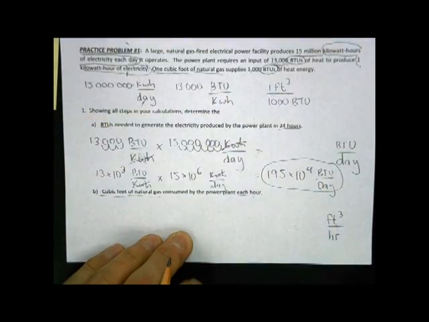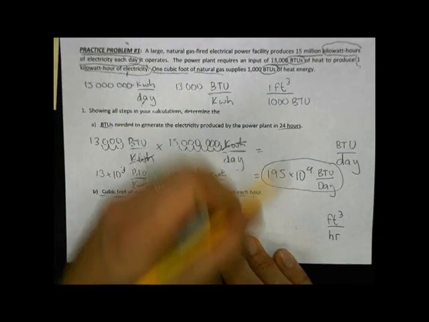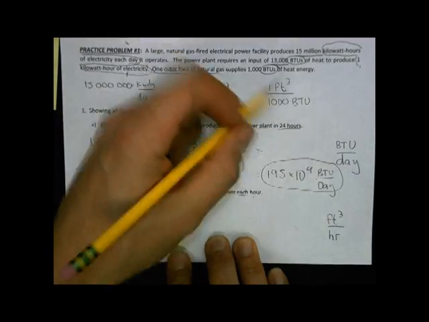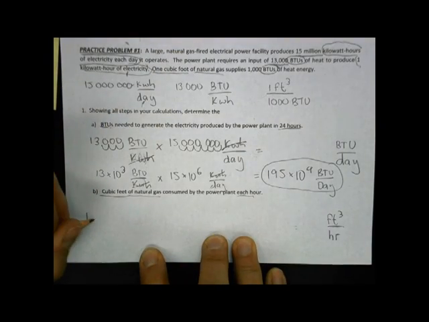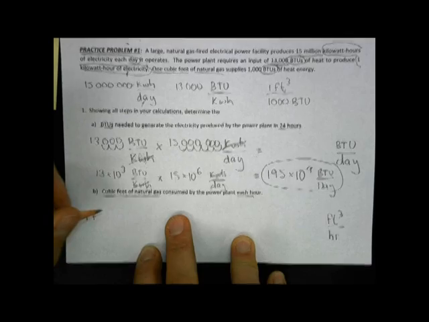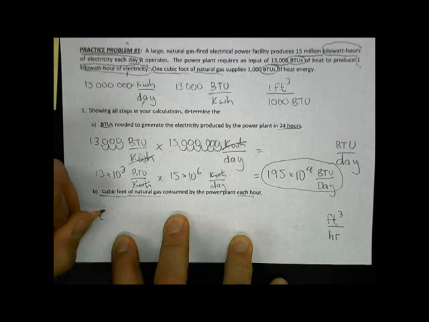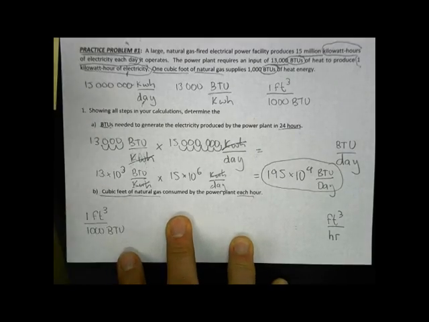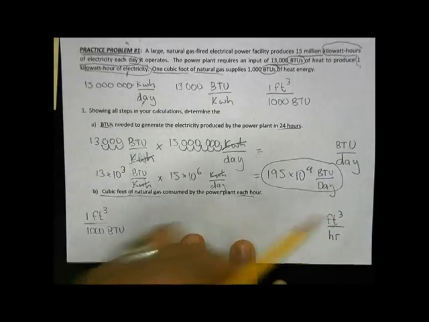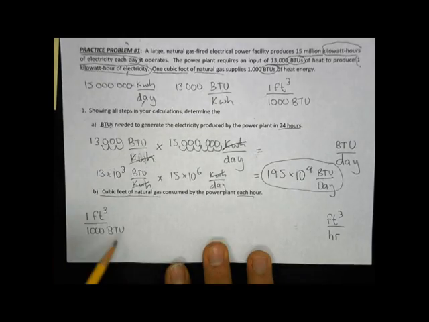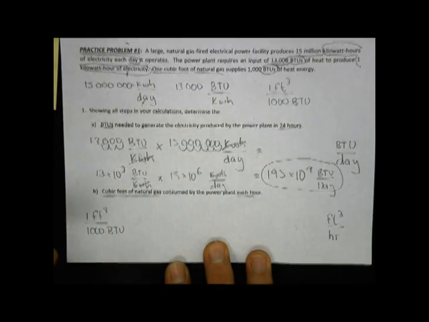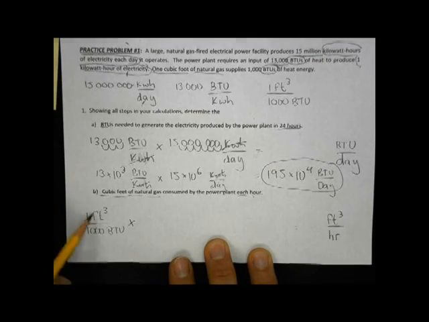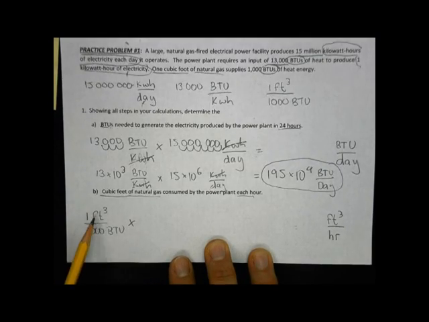So we need a place to start. I know if I look up here at the top, I've got cubic feet over there, and that's on top, so let's just start there. So 1 cubic foot per 1,000 BTU. So now I've got cubic feet on top, and I know I don't want BTUs on the bottom. So I know the next thing I need to do is get rid of BTUs, because once again, I've got what I want on top, but I want hours on the bottom.